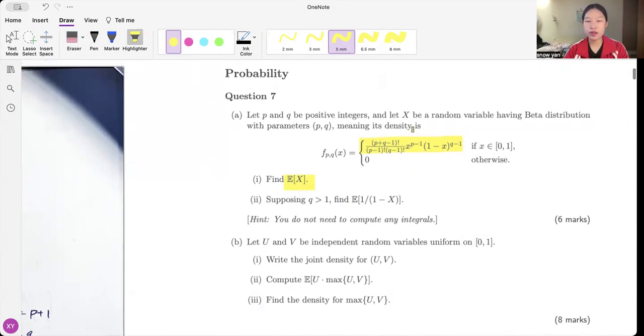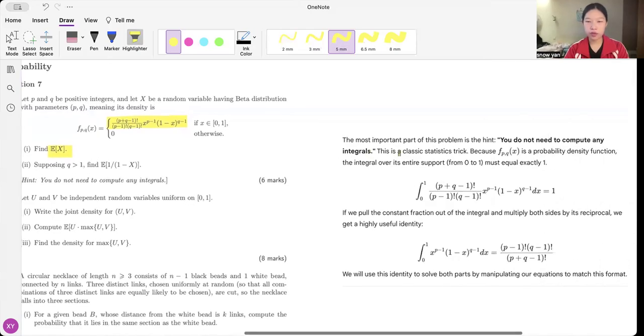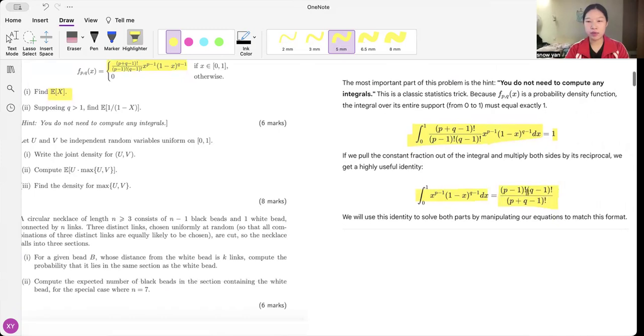Okay, so if we're given a PDF, then that means the density function. If we sum from negative infinity to infinity, or in this case 0 to 1, then the area under the curve should always be 1. So over here, we can just take the integral from 0 to 1 of this long expression, and it should equal 1. Then we can rearrange it so that we move all the constants out to one side, and we have the integral equal to this thing over here. And we can use this trick to simplify things.